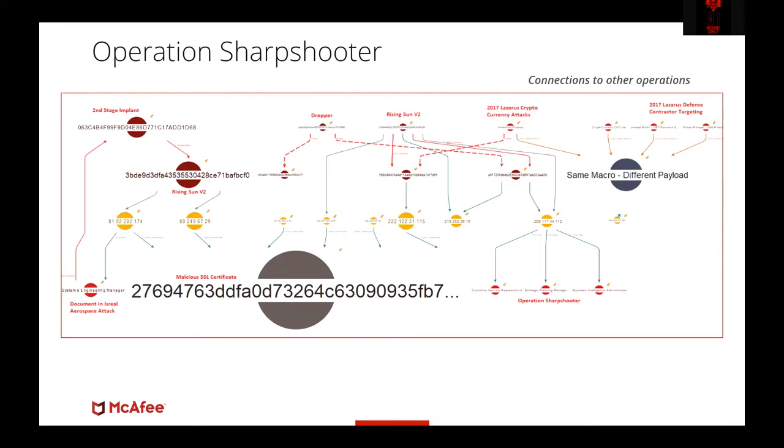Rising Sun version 2 is sharing infrastructure with a number of different IP addresses that also shared infrastructure with different Lazarus cryptocurrency attacks and so on. Essentially, the common core here was the malicious SSL certificate, which was shared amongst multiple different stages of implants and different activity over the course of several years.